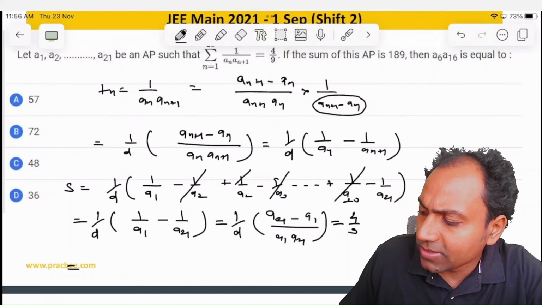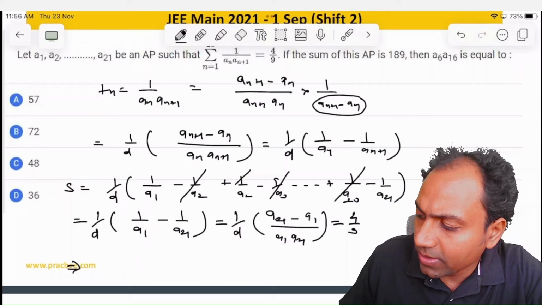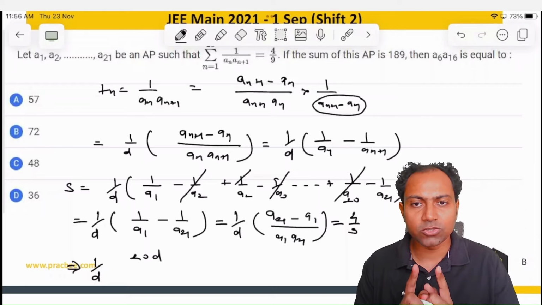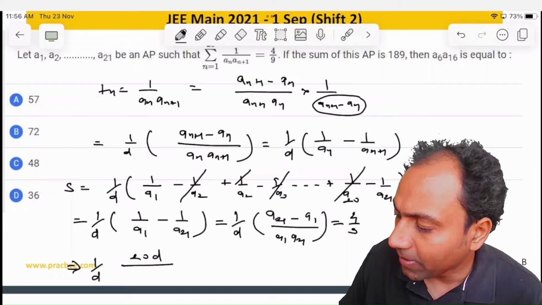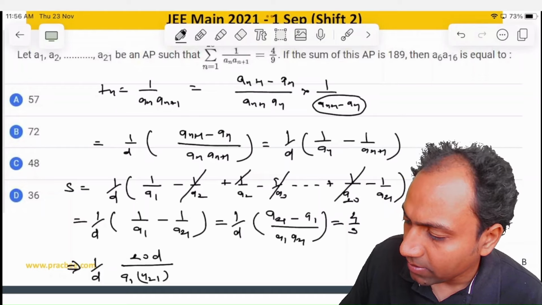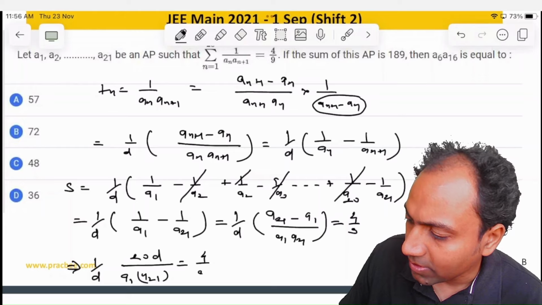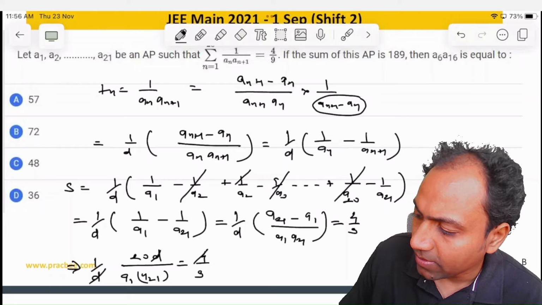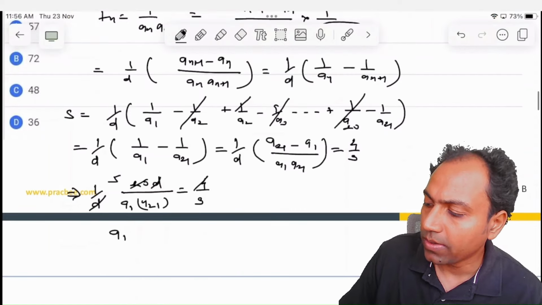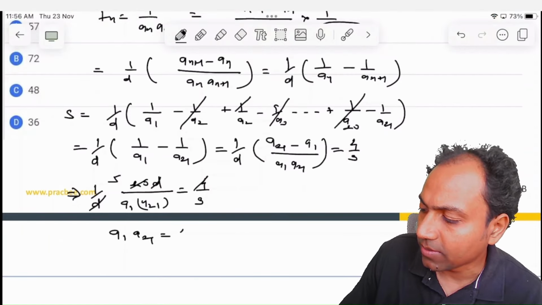In our next step, we can observe that the numerator will be nothing but 20d, because a21 is nothing but a plus 20d, and divide by this a1 and a21. Now this is given as 4 by 9. So if I simplify, you get the value of a1 into a21 as nothing but 45.